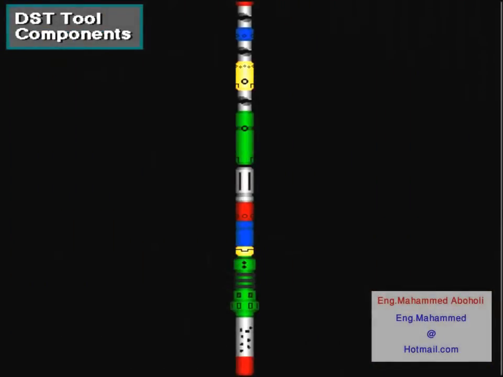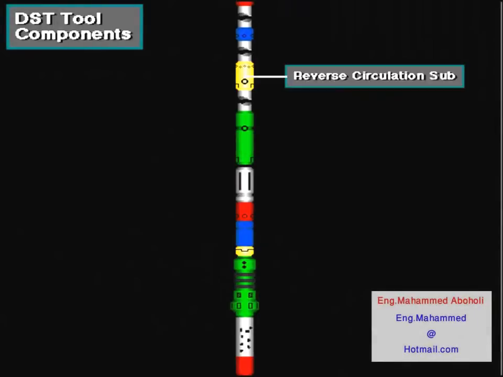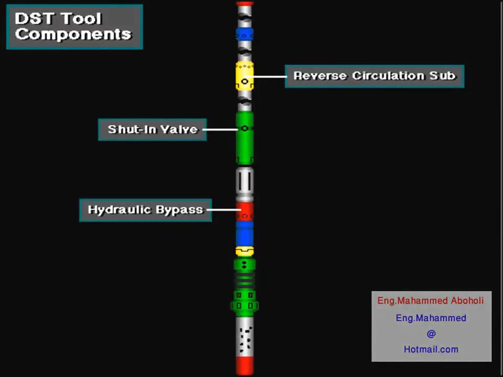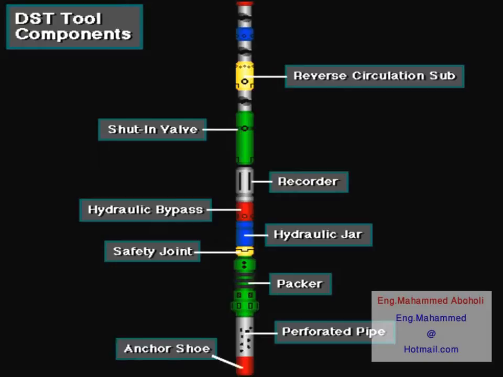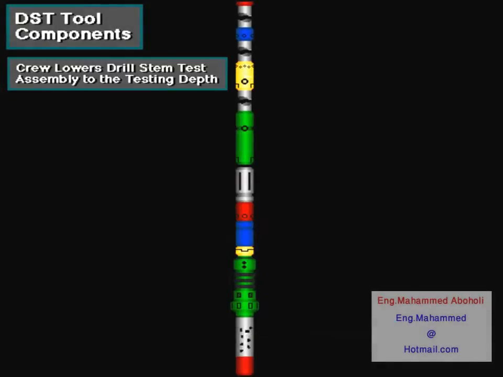Here's a drill stem test tool made up on the bottom of the drill stem. From top, it has a reverse circulation sub, shut-in valve, hydraulic bypass, recorder, hydraulic jar, safety joint, packer, perforated pipe, and an anchor shoe. The crew lowers this assembly to the depth the well owner wants to test, in this case, the bottom of the hole. You'll see what the parts do as you go along.